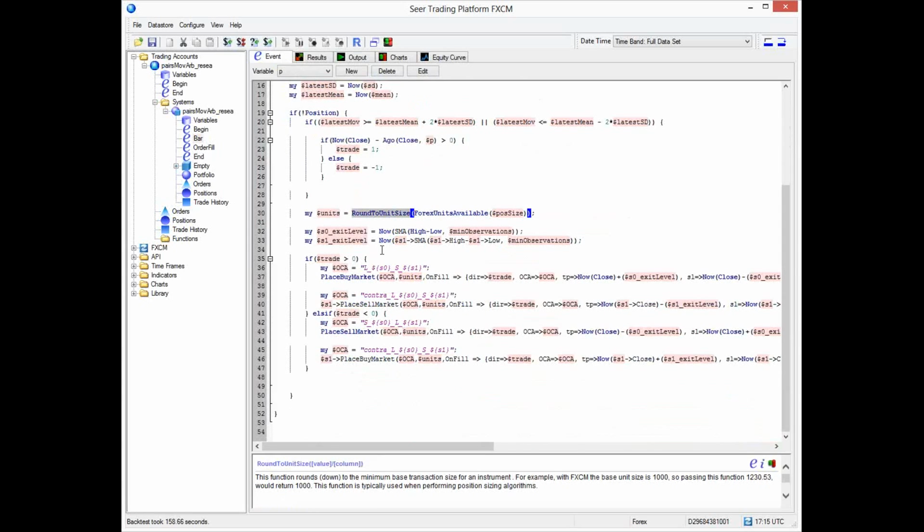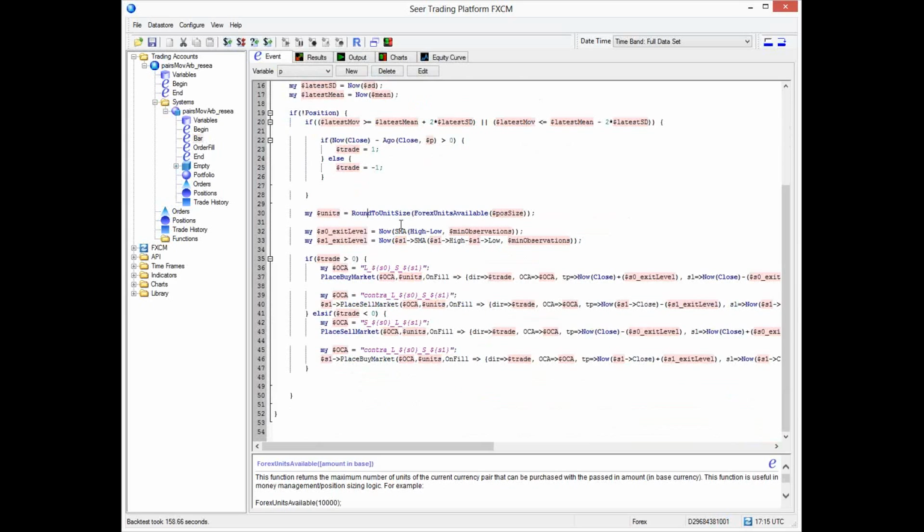The next thing I do is something which is necessary for the FXCM platform because FXCM takes trades of 1,000 unit sizes. So essentially a round to unit size just converts whatever Forex units available returns into units of 1,000. Now what I'm going to do in my trading system is essentially take a position when the movement of two instruments is not aligned with historical movements, and I'm going to set market orders or pending orders at certain exit levels.